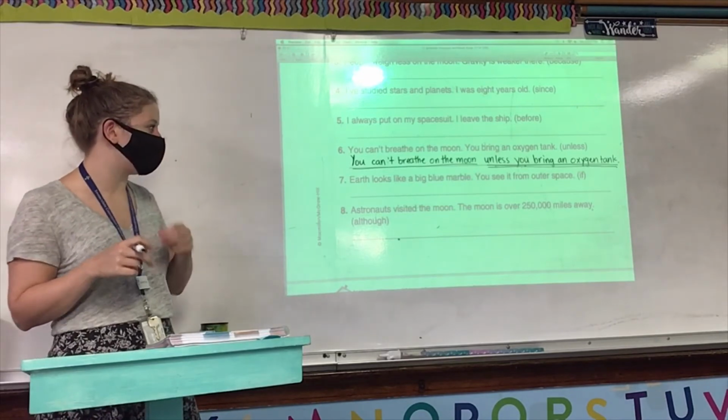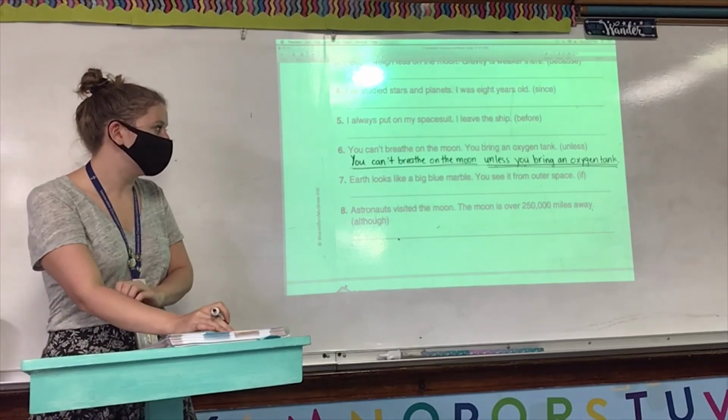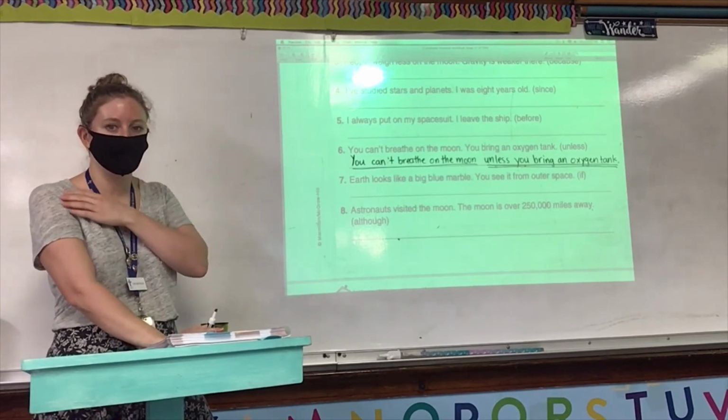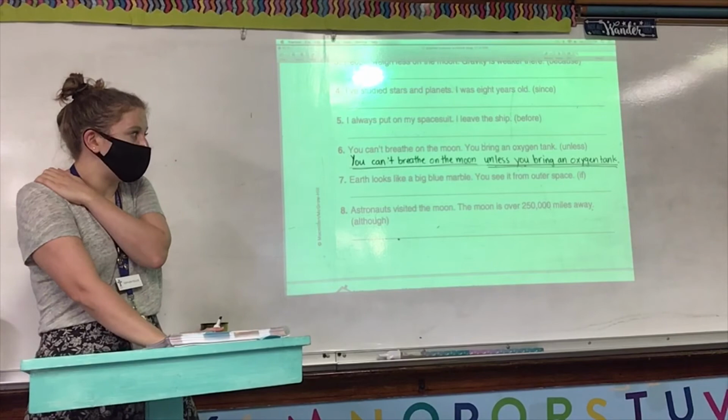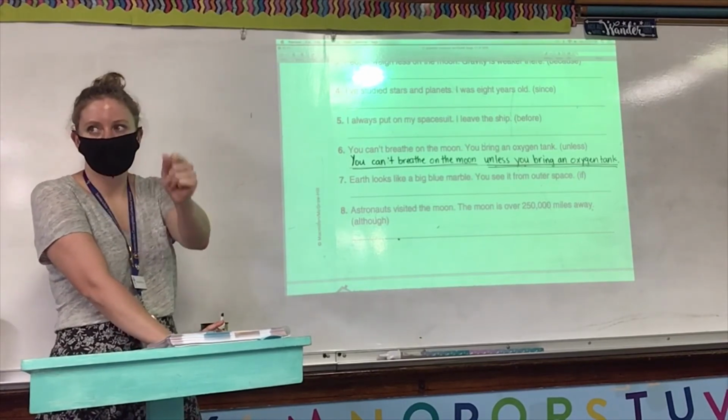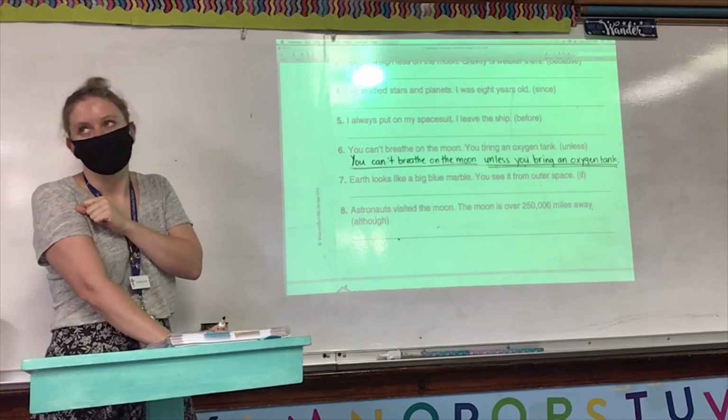Good. Number 7. Earth looks like a big blue marble. You see it from outer space. We're going to combine it using the word if. Bonus brownie points, just like all the others, if you can make it a little different.